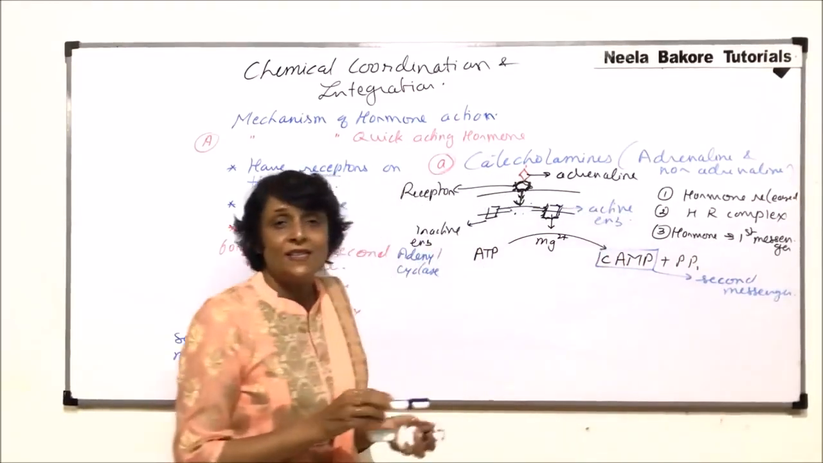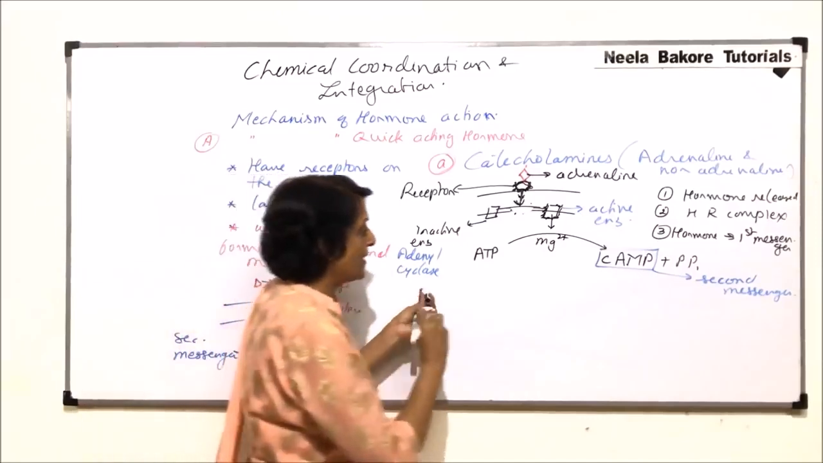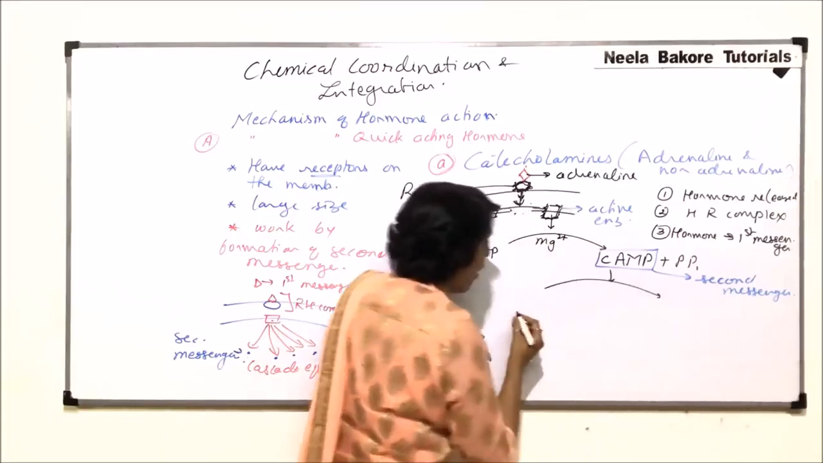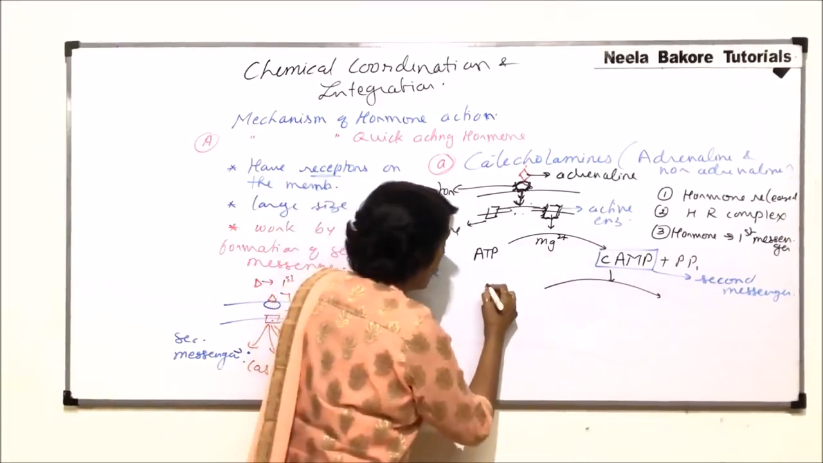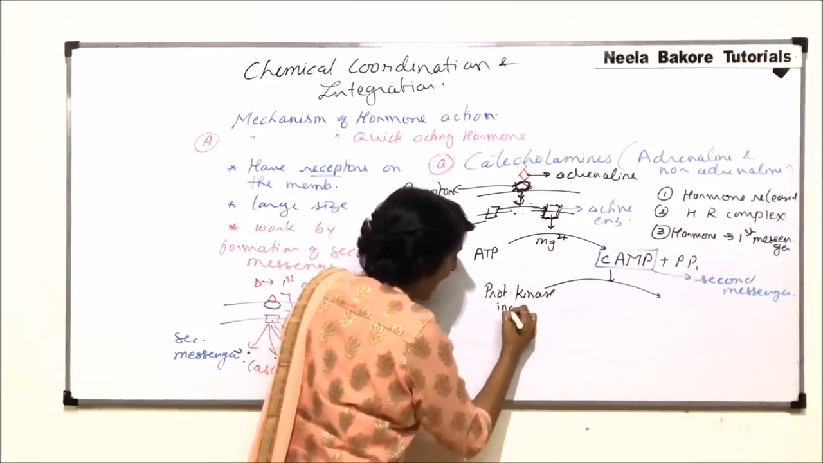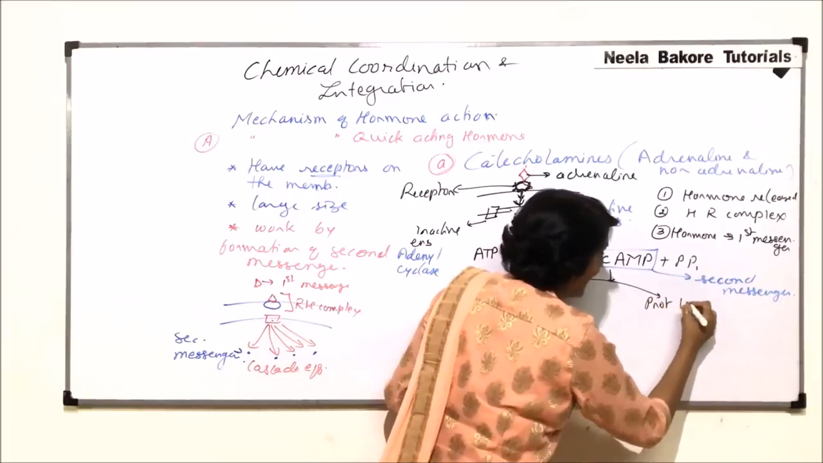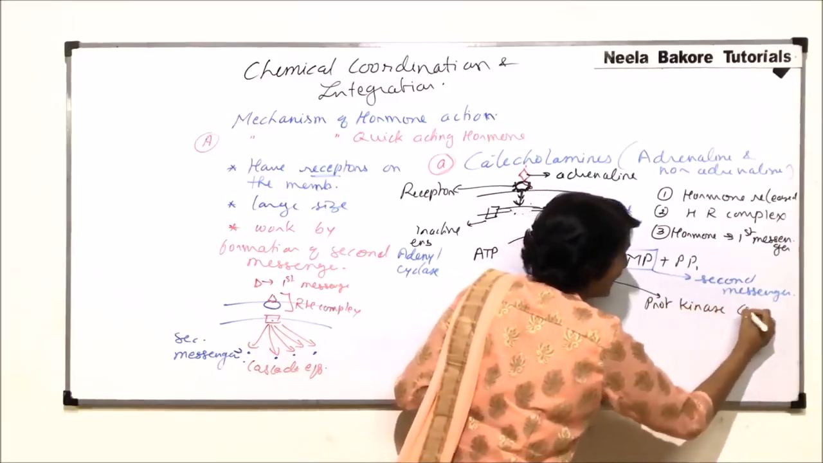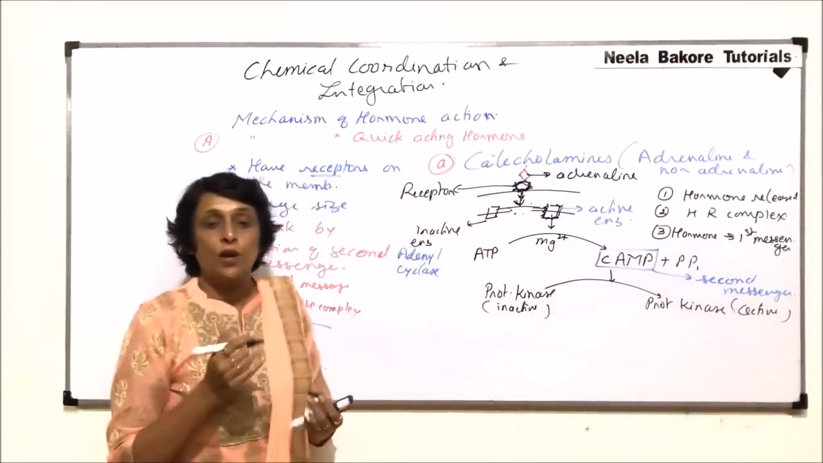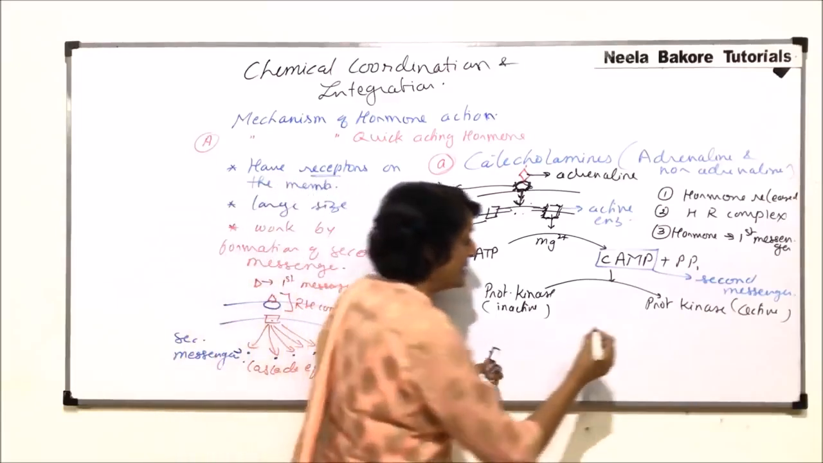This cyclic AMP will now bring about some more reactions. Cyclic AMP will help in the conversion of an enzyme called protein kinase, which is inactive, into active protein kinase. So basically, cyclic AMP is converting inactive protein kinase into active protein kinase.